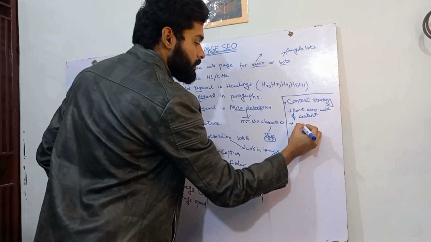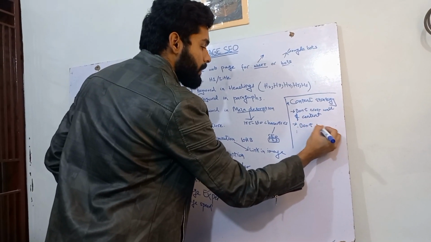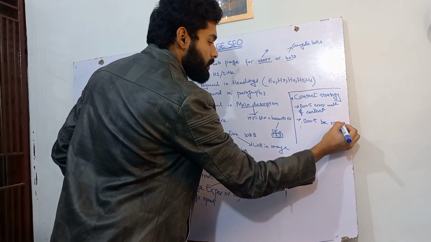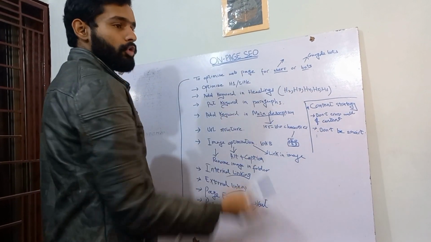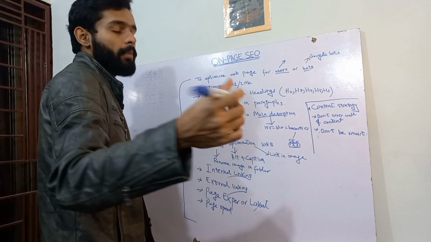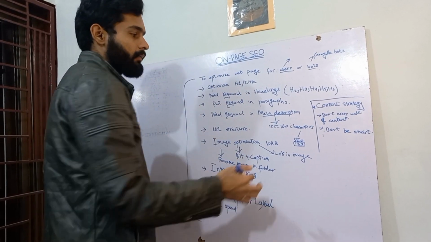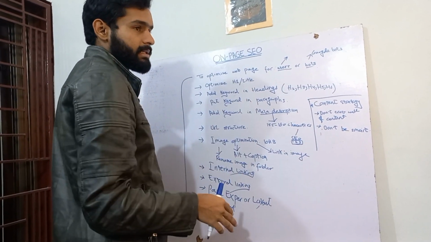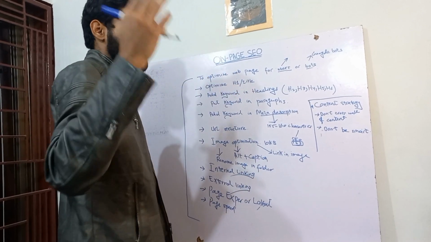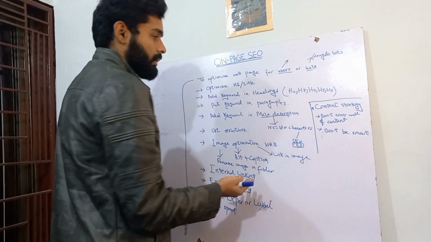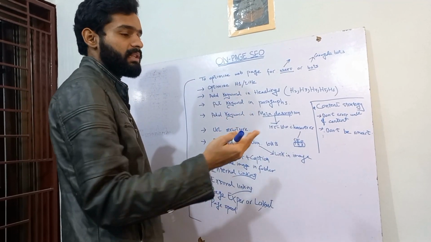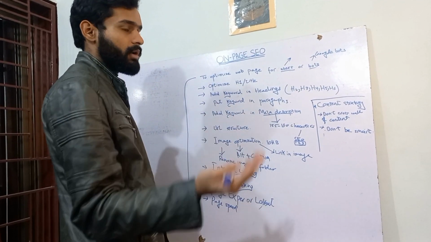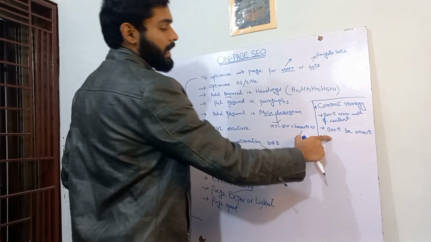Don't be smart, because many people become too smart and write too many things. Google is not saying you have to write everything and write 3000 or 4000 words, then you will be ranked. If you check, many blogs are in the top position with maybe 300 or 400 words. So don't be smart, this is the main thing.